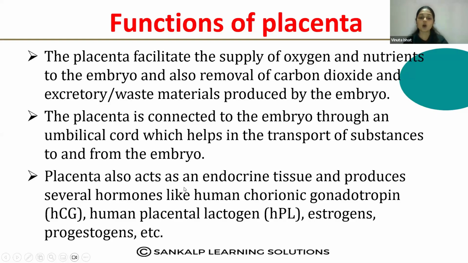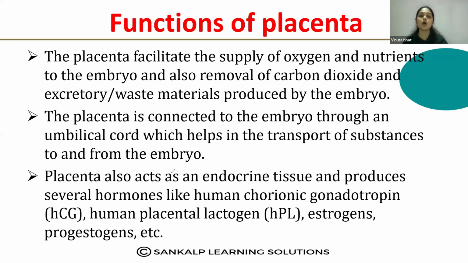Then the placenta also acts as an endocrine tissue. What is the meaning of endocrine tissue? Endocrine tissue means tissue which produces several hormones. Hormones like human chorionic gonadotrophin, HCG, human placental lactogen, HPL, and the estrogens and the progestogens. So these are all the hormones released by the placenta.